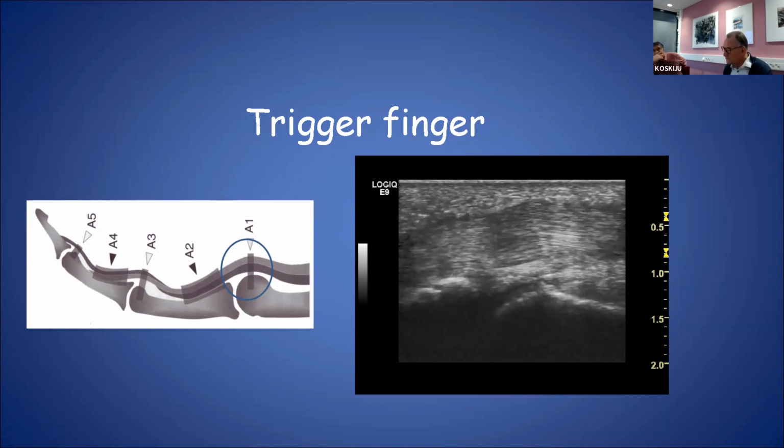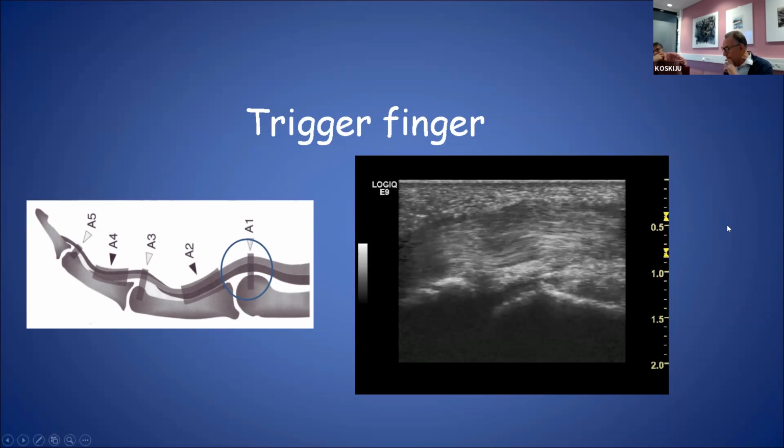Ultrasound is very good in diagnosing that, but this is not usually the case in patients with rheumatoid diseases. Anyway, patients suffering from this might also have psoriatic arthritis or rheumatoid arthritis, but usually also otherwise healthy people.